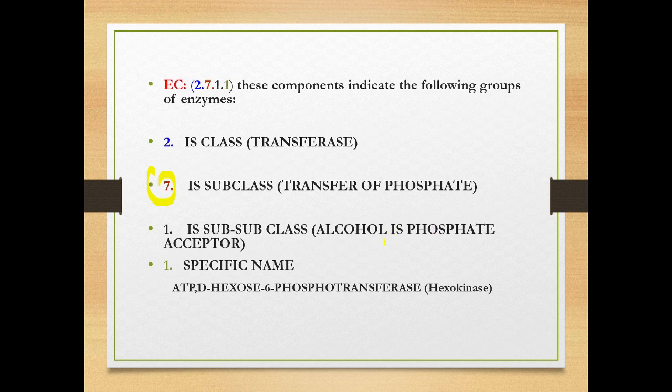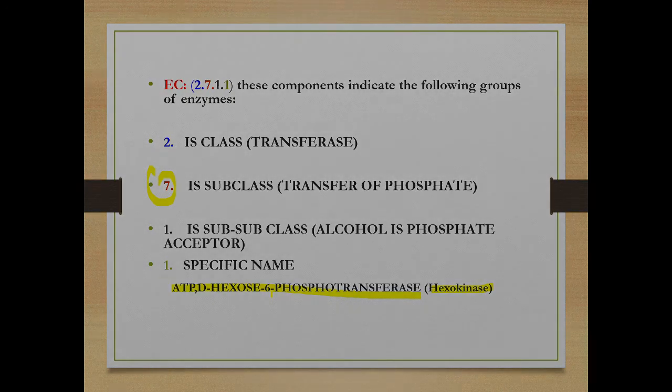A little more detail. And the last one is what? Its specific name: ATP:D-hexose 6-phosphotransferase. Actually, the common name of this enzyme is hexokinase. The real enzymatic name is what? ATP:D-hexose 6-phosphotransferase.